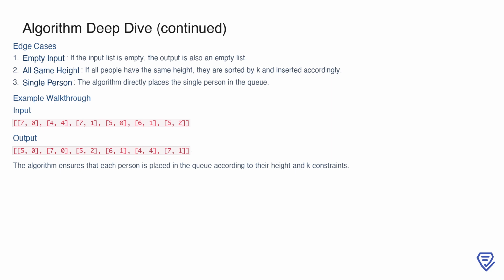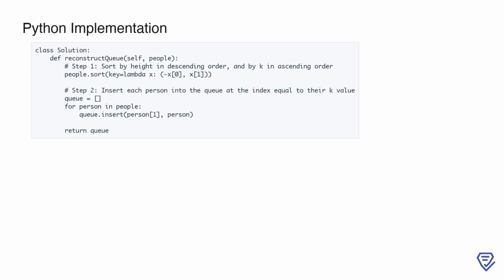For example, given the input list 7 0, 4 4, 7 1, 5 0, 6 1, 5 2, the algorithm produces the output 5 0, 7 0, 5 2, 6 1, 4 4, 7 1. This output satisfies the constraints for every individual, demonstrating the algorithm's ability to handle various scenarios and adhere to the problem's requirements. The solution uses a greedy algorithm to reconstruct the queue efficiently.